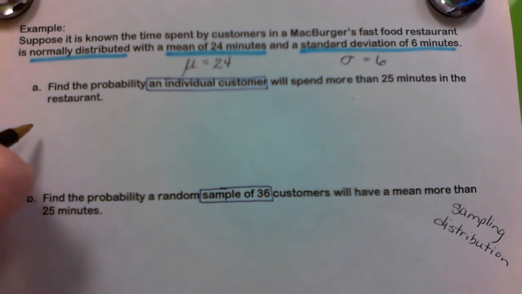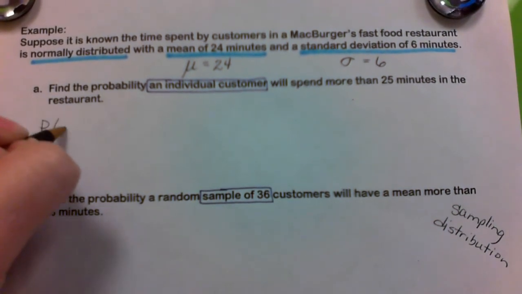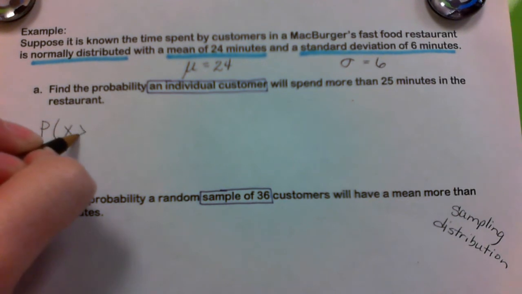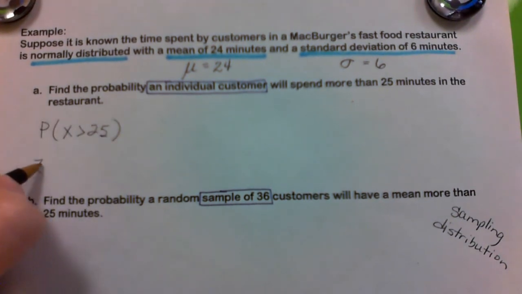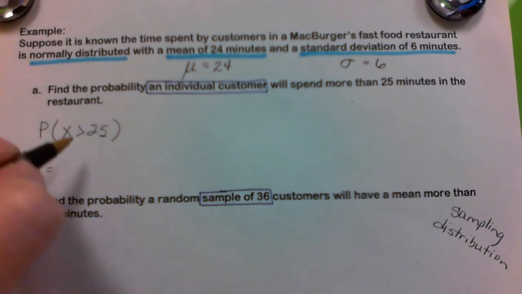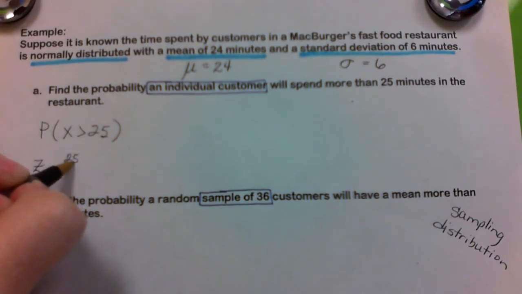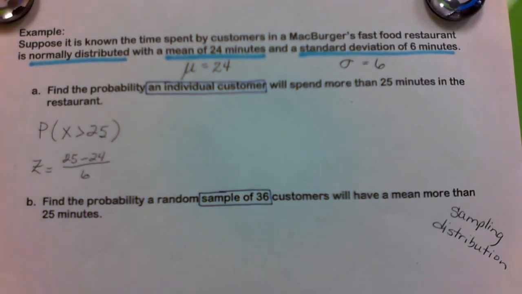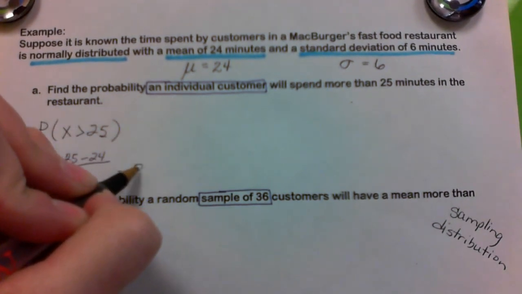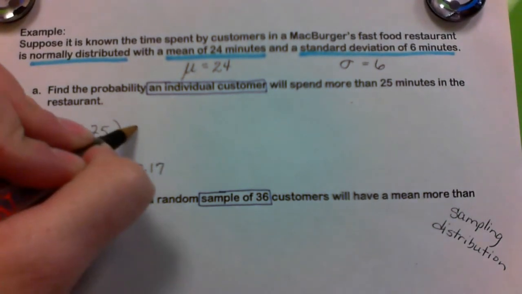Because it says one person, this means that X is greater than 25 minutes. And that's important because then that dictates how I calculate my Z. It will be 25 minus 24 divided by 6. So when you calculate that, you get 0.1666666. So what we're going to do is round that to 2 decimal places. So you get 0.17.